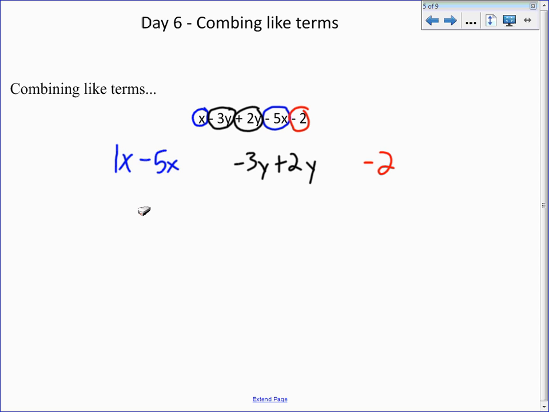Now when we simplify, x is another way of writing 1x. And 1x minus 5x is going to give us a negative 4x. Negative 3 plus 2 gives us negative 1y. And then, again, we just leave the negative 2. So now when we rewrite it, we should have negative 4x minus 1y, or just y, minus 2.